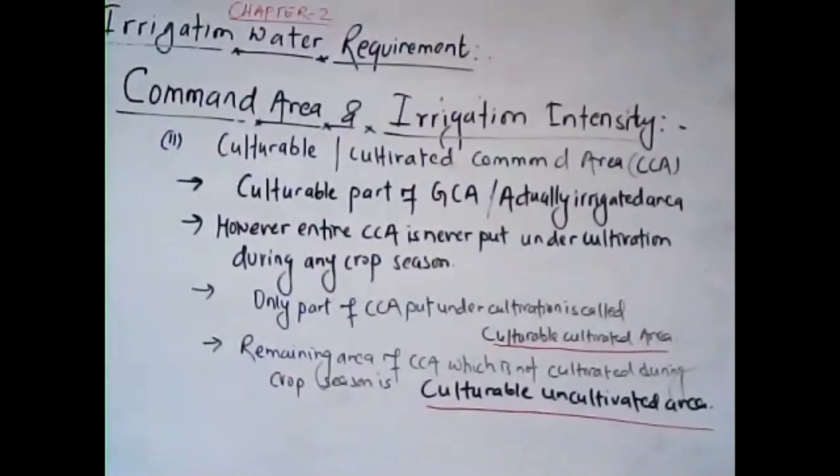This is nothing but a simple thing: we have a field that has the potential for crop production, but due to some reason we are not able to cultivate it. So this comes under the cultivable uncultivated area, and the area that we are actually cultivating during any crop season is the cultivable cultivated area.